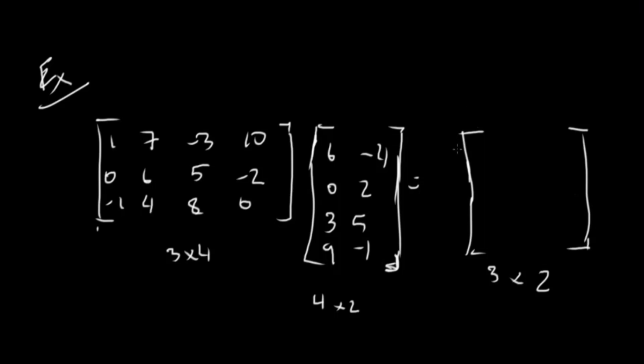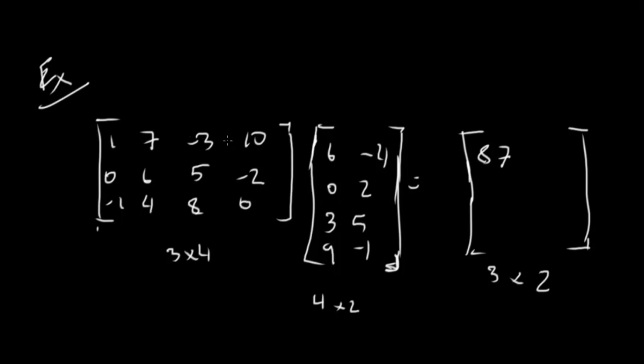Cool. All right. And then we're going to multiply rows and columns. So 1 and 6, 7 and 0, negative 3 and 3, and 10 and 9. So we got 90, negative 9, 81, and 6, 81. That's 87.